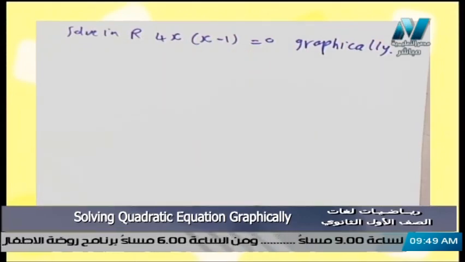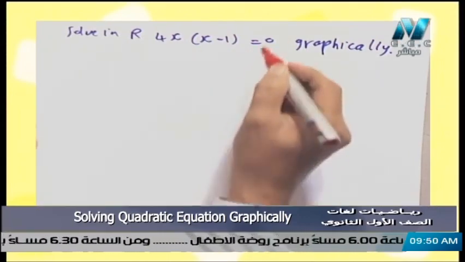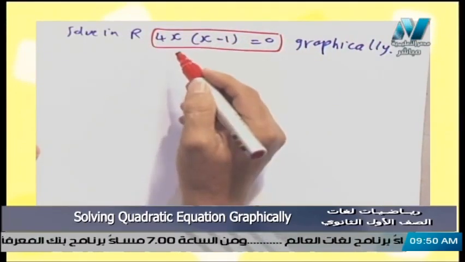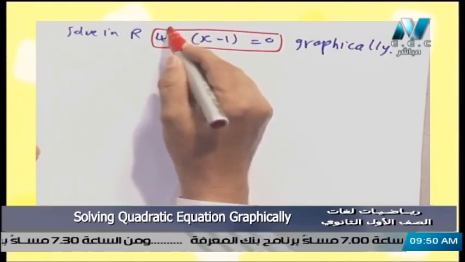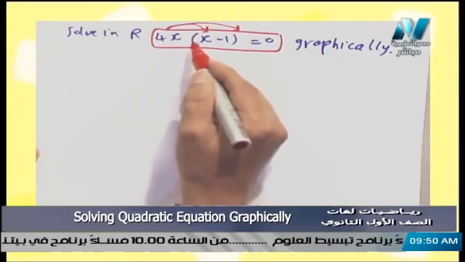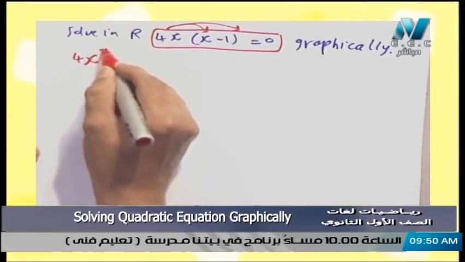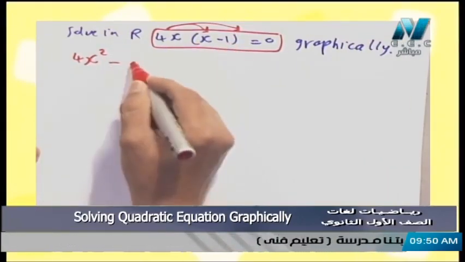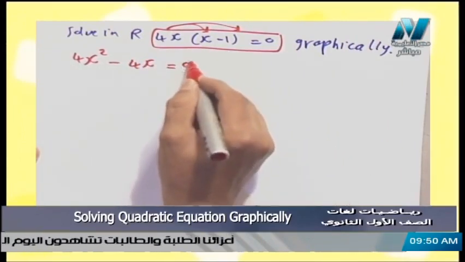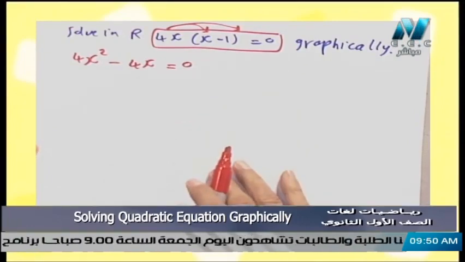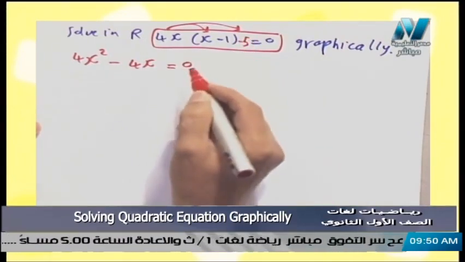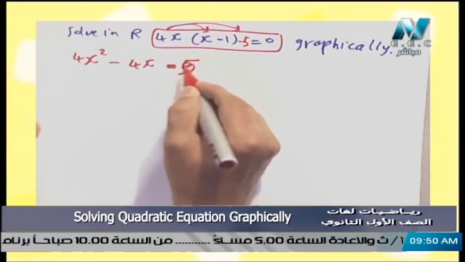First, we have this figure for the quadratic equation here. It is not the usual form, and to have the usual form of the quadratic equation, we have to multiply 4x by x minus 1. 4x times x will be 4x power 2. 4x times 1 will be 4x. So it's equal 0. Sorry, here is negative 5. So here negative 5 equals 0.